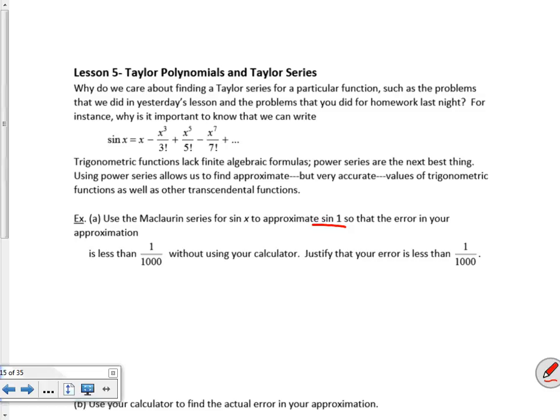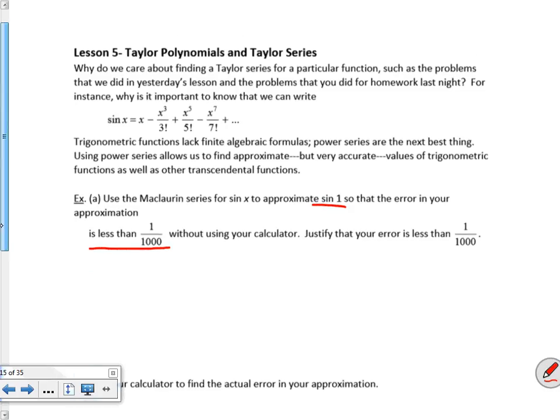Now, in class, I discussed that sine of 1 should be in between sine of 0 and sine of pi over 2, because 1 radian is in between 0 radians and pi over 2 radians. We discussed that sine of 1 is probably going to be closer to sine of pi over 2, so I should expect that my answer should be around 1, maybe a little bit less. Okay, it also asks us to make sure that the error in our approximation is less than 1 over 1,000. We'll deal with that in a second, because I will introduce a new formula.